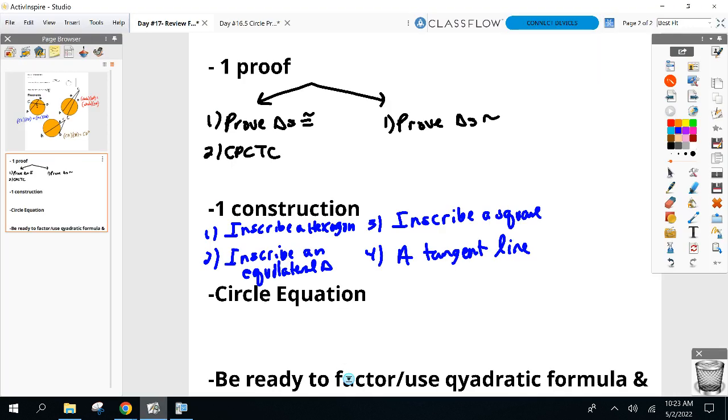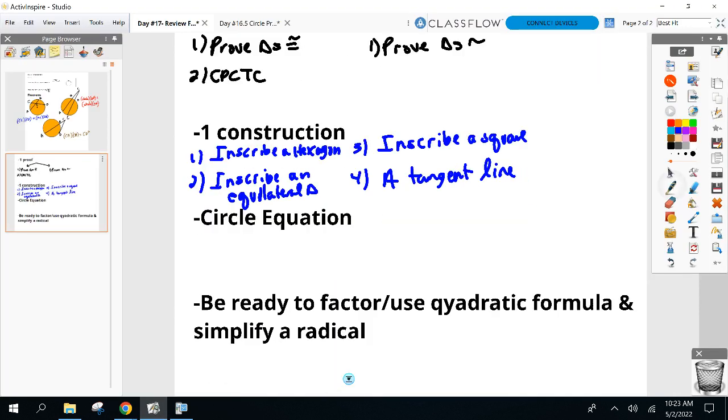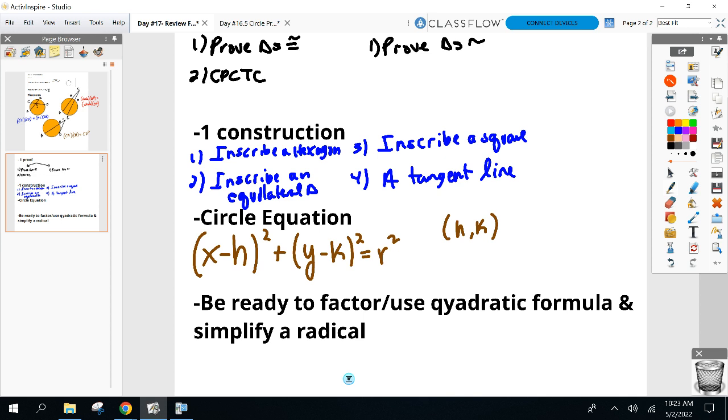Circle equation. Whole day of that. X minus H squared plus Y minus K squared equals R squared. What were H and K again? Those numbers that get plugged in for H and K. They're the what of your circle? Center.